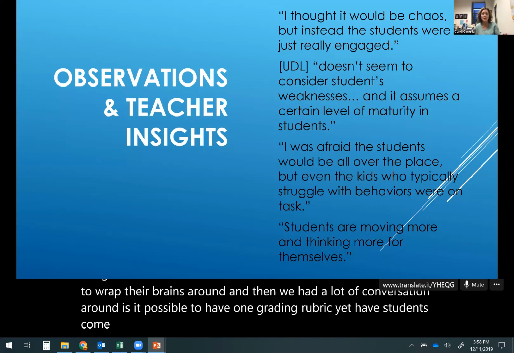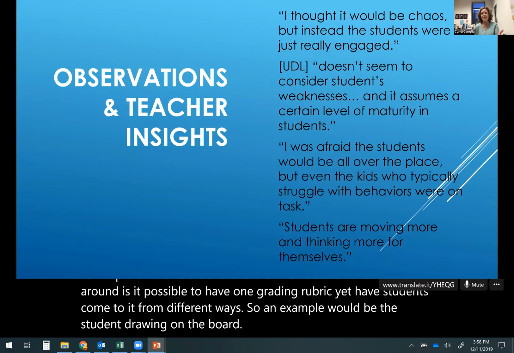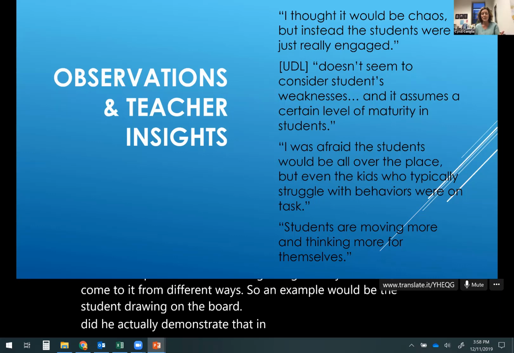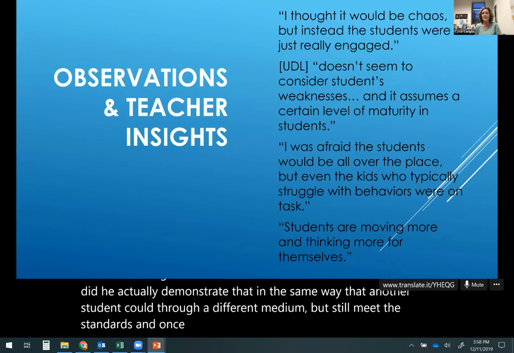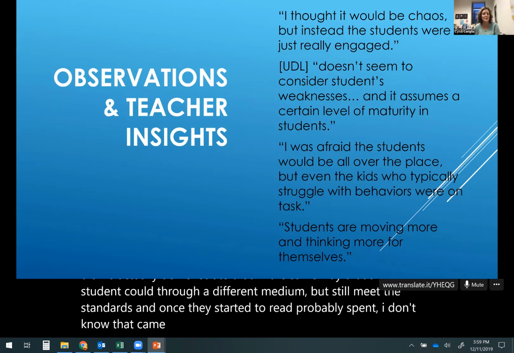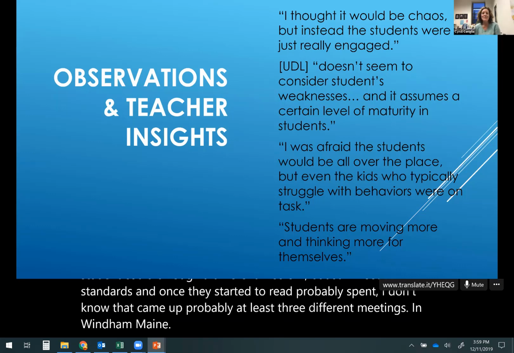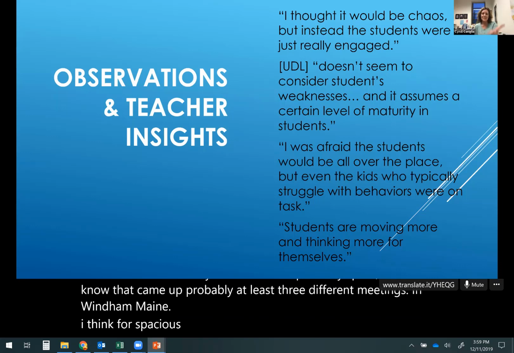So an example would be the student drawing on the board. Could he actually demonstrate that in the same way that another student could, through a different medium, but still meet the standards? Mm-hmm. And once they started to, we probably spent, I don't know, that came up at least 3 different meetings. It was the main topic of conversation. Yes. But these comments are reflective of some of that learning.